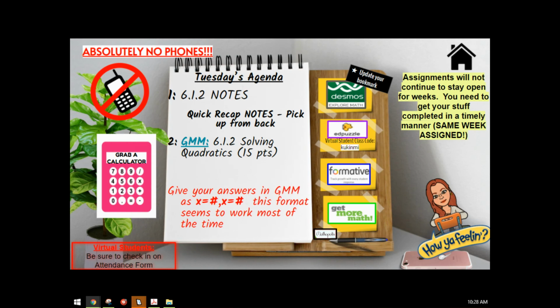Anything new today, so if you didn't get the handout from the back, you need to get it. We're just going to talk about everything we've already learned about solving quadratics today.